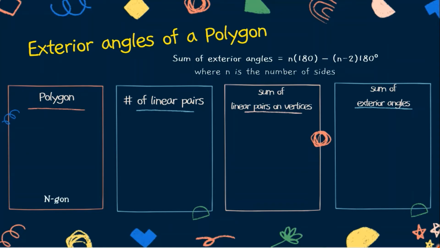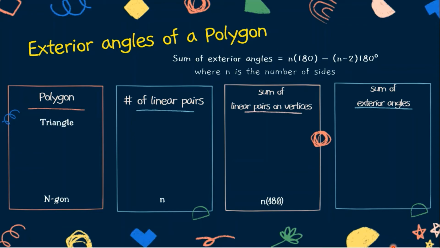Let's start with an n-gon, meaning any polygon. Yung n ay papalitan natin ng kanyang number of sides. Ang number of linear pairs natin ng n-gon is n depending on its number of sides. Sum of linear pairs on vertices, pwede natin siyang makuha using this formula: n, which is the number of sides, multiplied to 180 degrees.